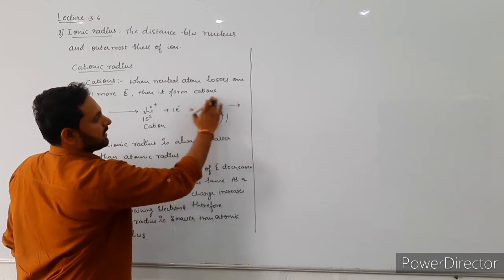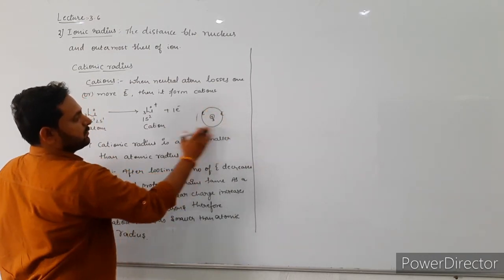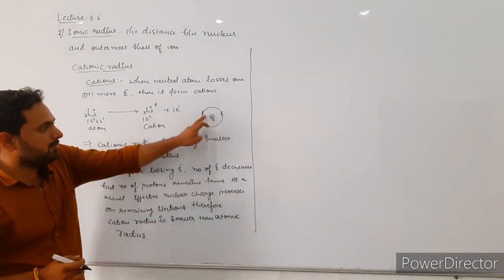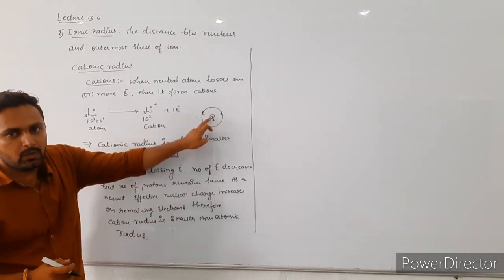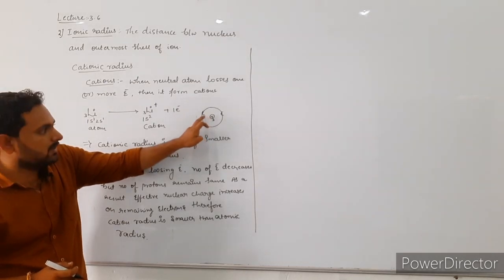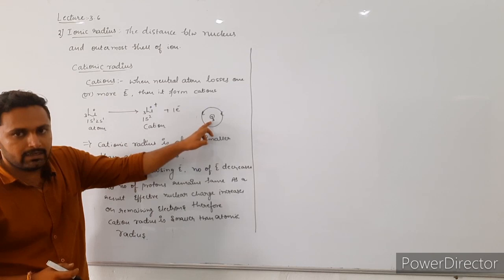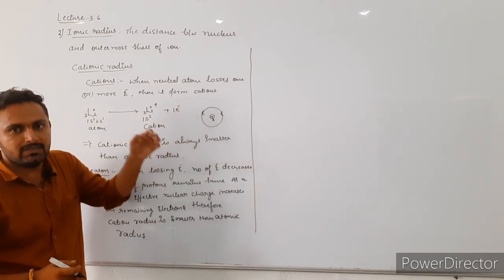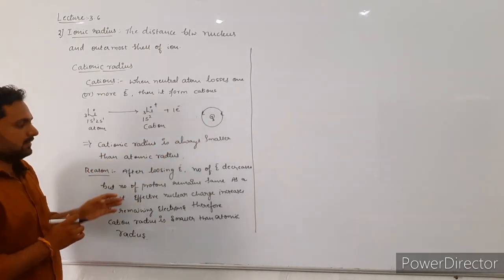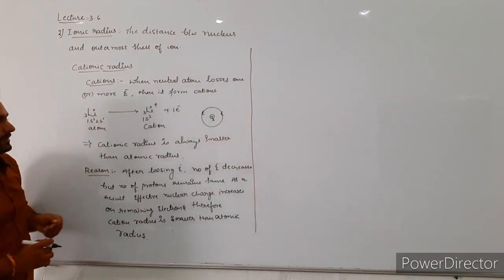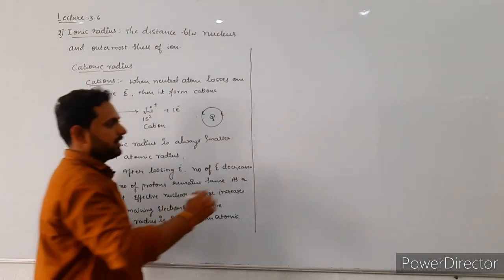After removal of electron, what happens? The force of attraction between remaining electrons and the nucleus increases. So the remaining electron is strongly attracted towards the nucleus. That's why the size decreases. This is the reason. Next, this is cations, and next one anionic radius.